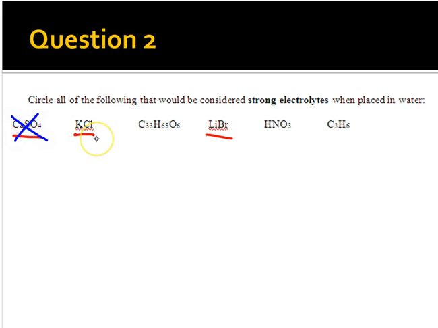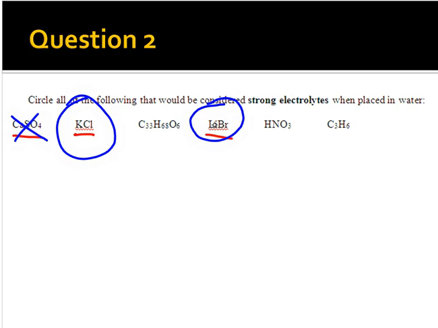Now the next ionic compound, potassium chloride, contains a group 1A ion because potassium is found in group 1. And if you recall, any ionic compound that contains a group 1A ion will dissolve in water. So because it dissolves in water, potassium chloride is going to be a strong electrolyte. The last ionic compound is lithium bromide, and for the same reason, lithium bromide is also going to be a strong electrolyte because lithium is a group 1A ion, and therefore it's going to dissolve in water. So far we've identified 2 ionic compounds that are going to be dissolved in water, and therefore 2 strong electrolytes.